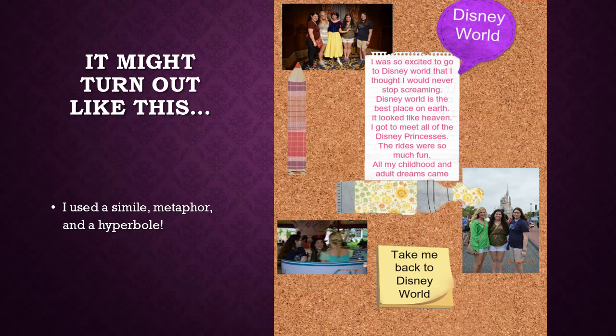It might turn out like this. This is my example. It's a little free verse poem I wrote about going to Disney World. I used a simile, a metaphor, and a hyperbole. I said, I was so excited to go to Disney World that I thought I would never stop screaming. Disney World is the best place on earth.